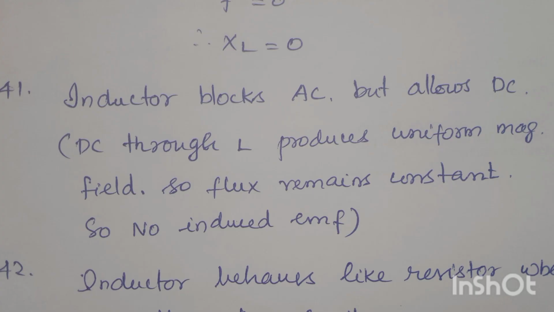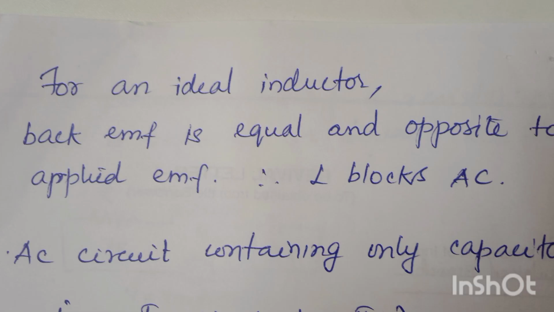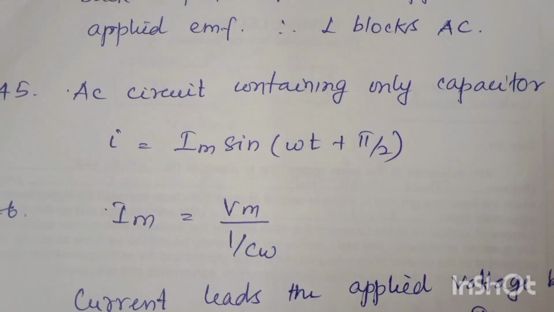Inductor blocks AC but allows DC. DC through L produces uniform magnetic field, so flux remains constant, so no induced EMF. Inductor behaves like resistor when DC flows through it. AC through L produces time varying magnetic field, induces back EMF which opposes any change in current. For an ideal inductor, back EMF is opposite to applied EMF. Therefore L blocks AC.